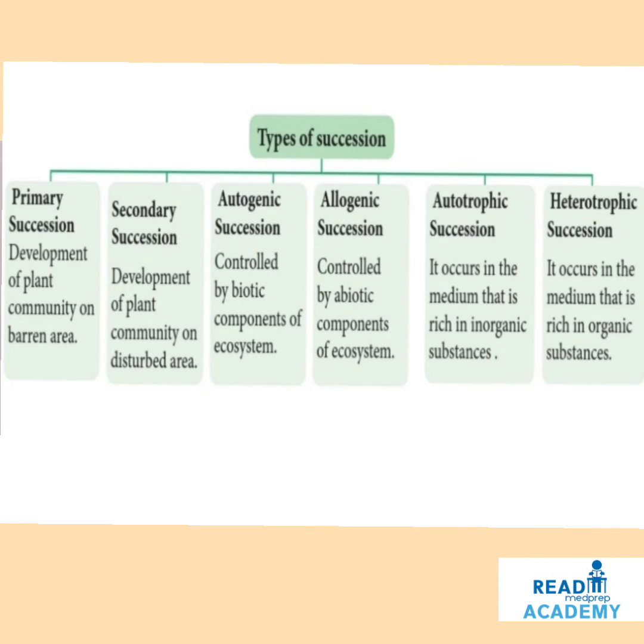Here you can see the different types of succession: the primary succession, the secondary succession, the autogenic succession, the allogenic succession, the autotrophic succession and the heterotrophic succession. This is a classification. In primary succession, the development of plant community on the barren area. The secondary succession, development of the plant community in a disturbed area. Autogenic succession, controlled by biotic components of the ecosystem. Allogenic succession, controlled by the abiotic components of the ecosystem. Autotrophic succession occurs in the medium that is rich in inorganic substances. Heterotrophic succession occurs in medium that is rich in organic substances.